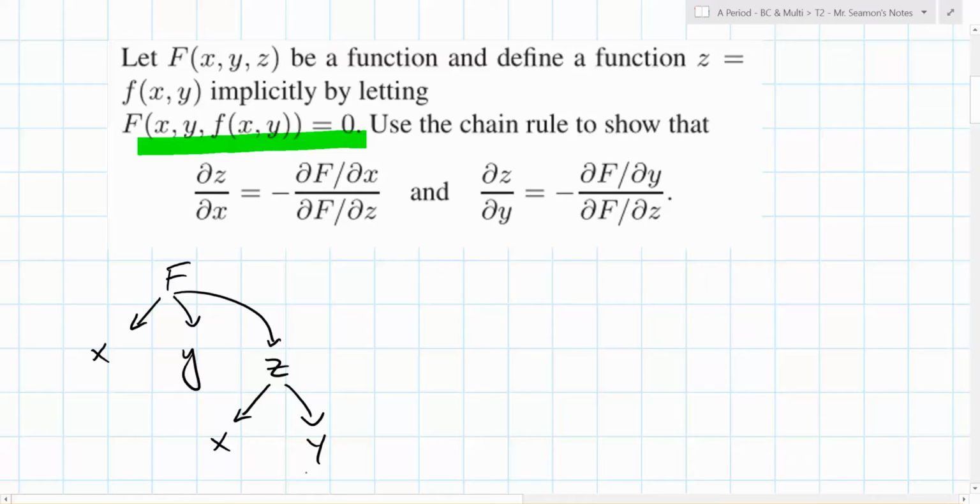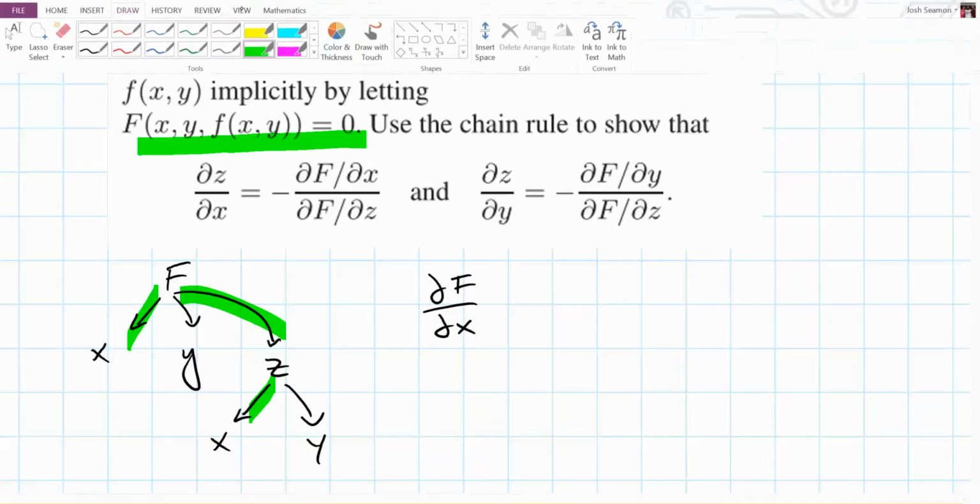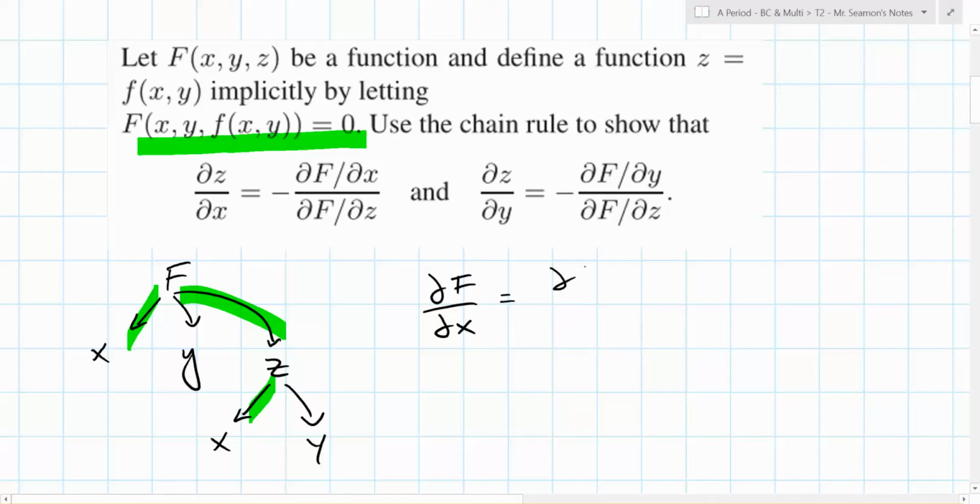So what we're going to do is take the derivative of f with respect to x. So if we actually do this, if we do partial f partial x, how many paths do we have to x? We have 2 paths to x. Everybody see those 2 paths? So what can you write that as? Well, you can write that as partial f partial x plus, that's that first path right there, plus what? What product do we have next? Partial f partial z times what? Well, partial z partial x, right?